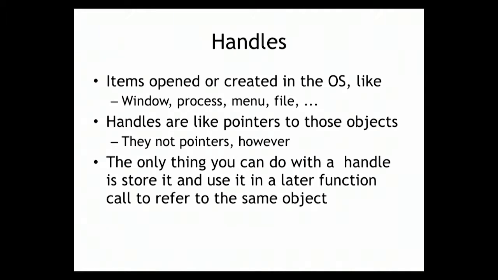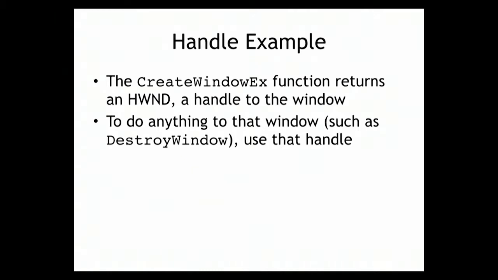Now, handles are how C works. If you want to write to a file, you do file open, and C returns a handle, which is a pointer to an object. And the same thing, everything you do in C is manipulated with handles and pointers. So the handle is sort of a name you use to refer to it, and all you can do is store it and use it in a later function.